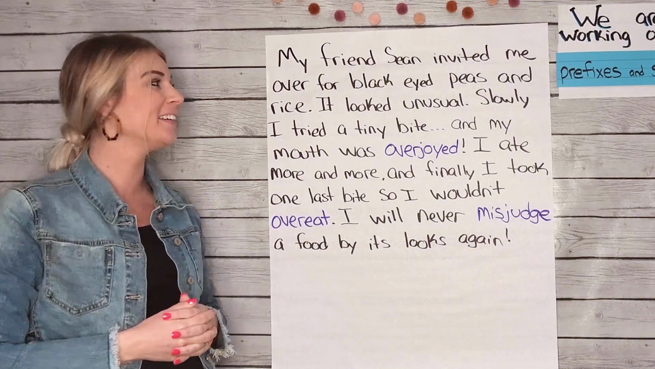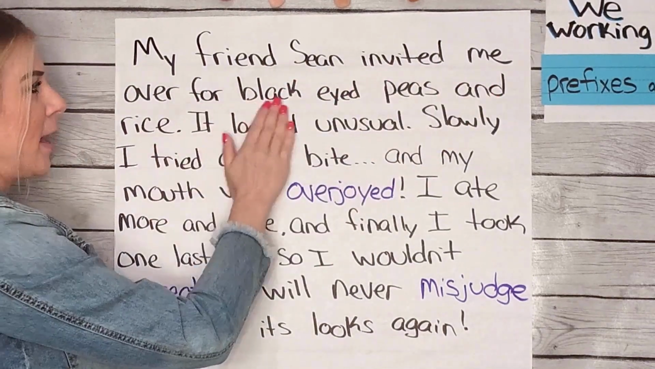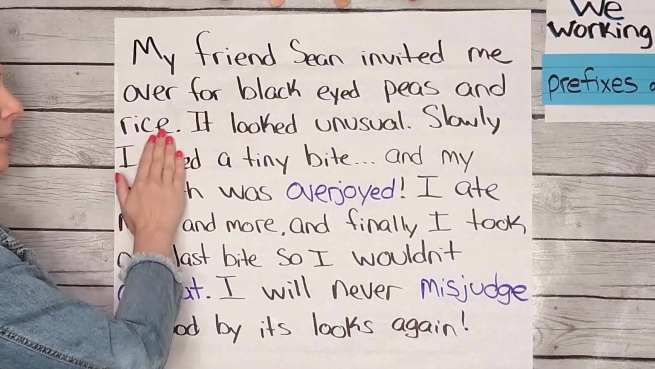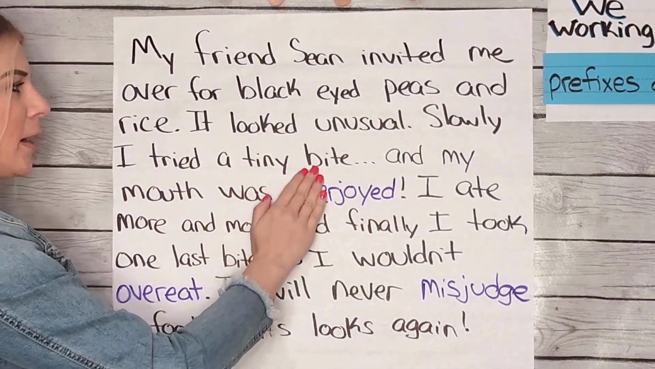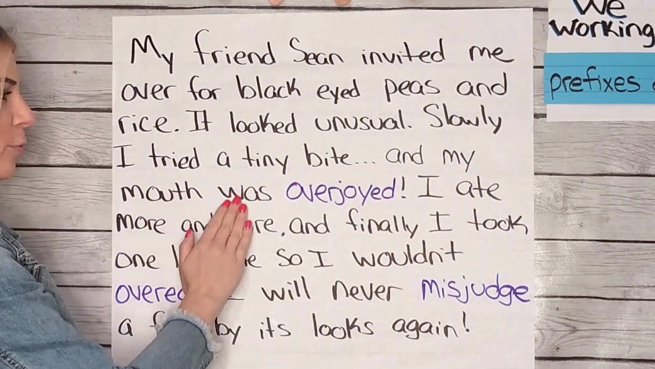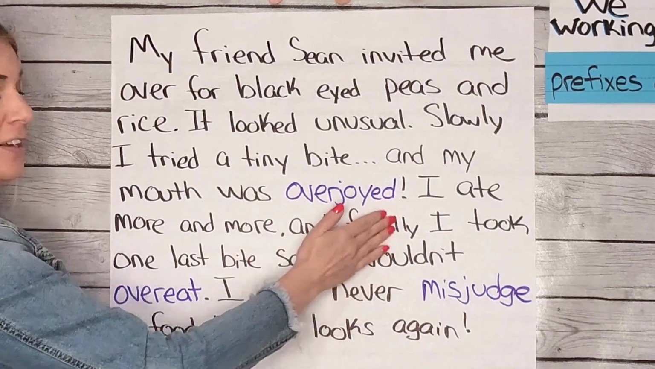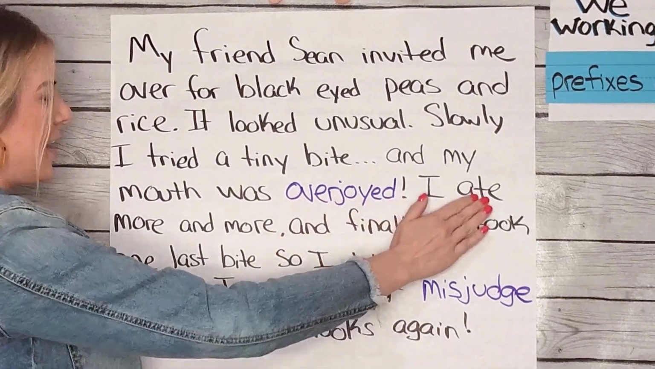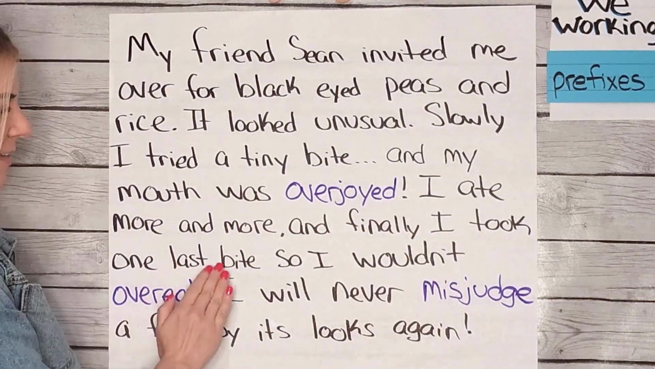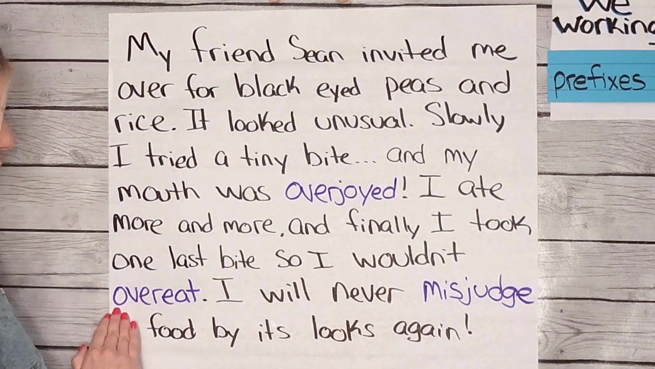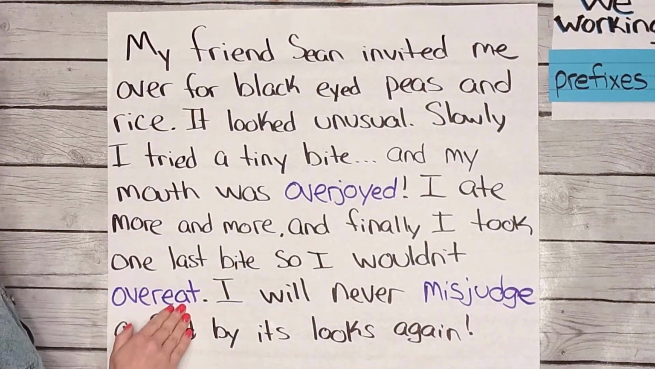Are you ready? My friend Sean invited me over for black-eyed peas and rice. It looked unusual. Slowly, I tried a tiny bite, and my mouth was overjoyed. Overjoyed. Had too much joy. I ate more, and finally I took one last bite so I wouldn't overeat. Overeat. So I wouldn't eat too much.